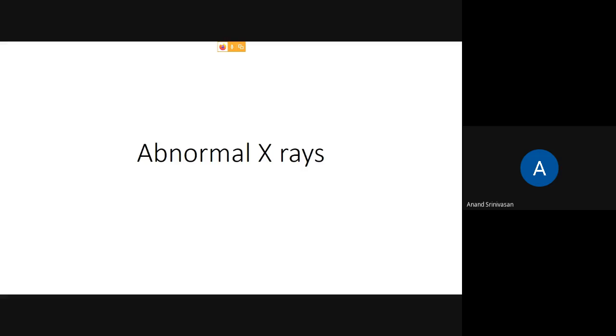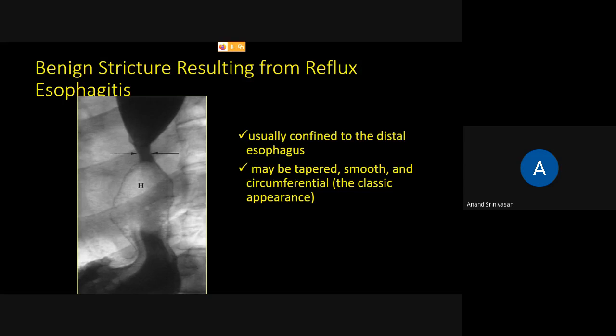Now let's see some of the abnormal X-rays. Here you can see the esophagus in a barium swallow. Near the distal end of the esophagus there is a small constriction which is uniform and smooth. So this is usually because of a stricture.